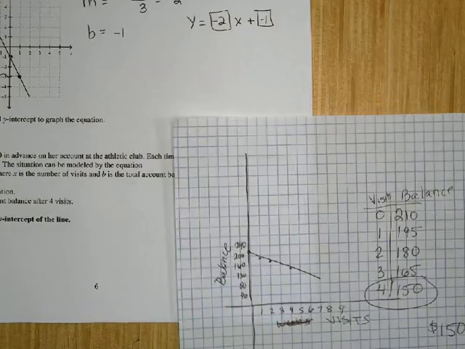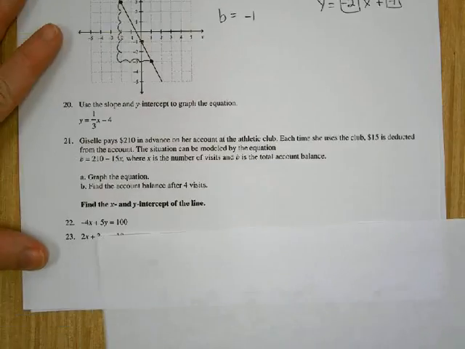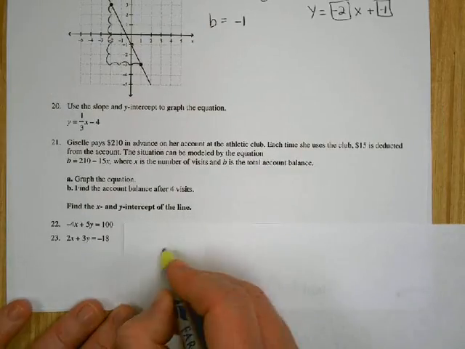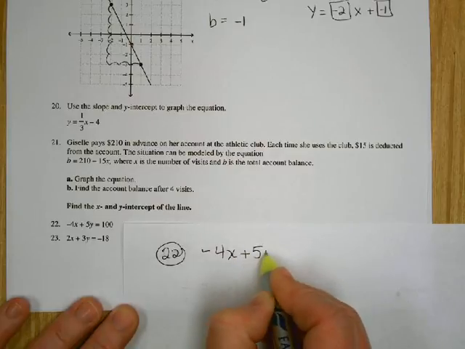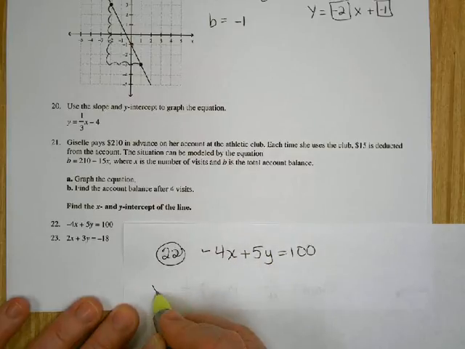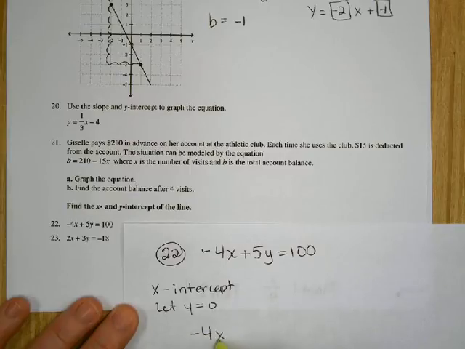Number 22 says to find the x and the y intercepts of the line. So number 22, -4x plus 5y is 100. Remember, to find the x-intercept, let y equal 0. So -4x plus 5 times 0 is 100. -4x is 100. Divide, x is -25.